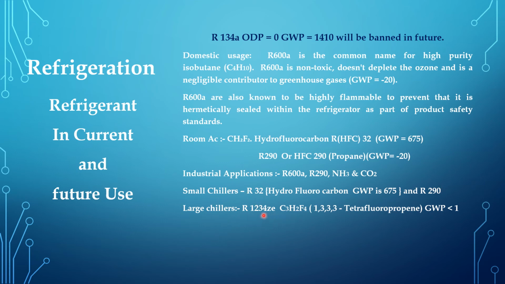For large chillers, a new chemical refrigerant, R1234ZE. It is C3H2F4. Chemical name is 1,3,3,3-tetrafluoropropene. It is used in large chillers in industrial applications in the US and European countries. Its GWP is less than 1 and ODP is also 0. So for industrial application and domestic application, these are all the refrigerants in future. These are future refrigerants, universally to be used from 2025 onwards.